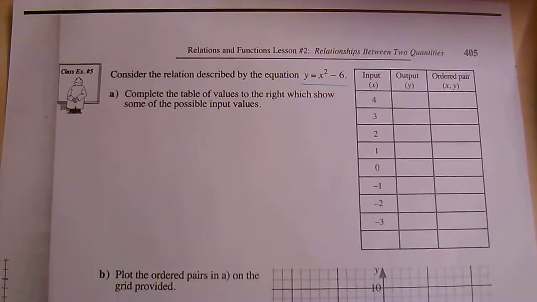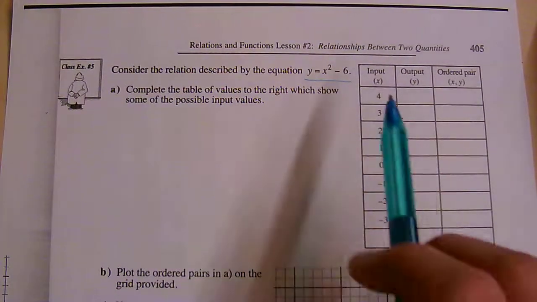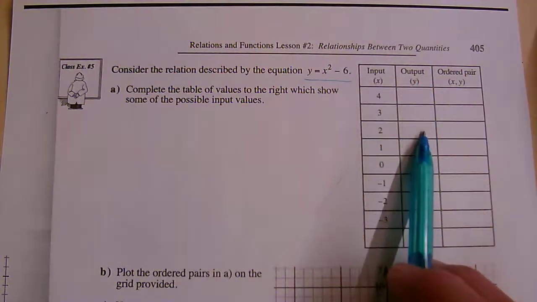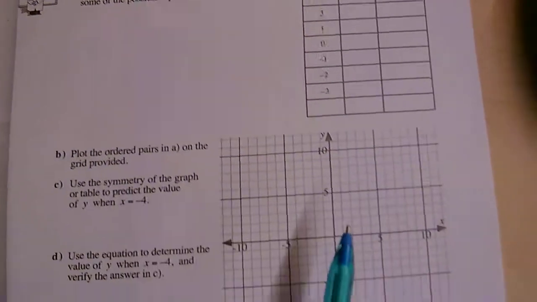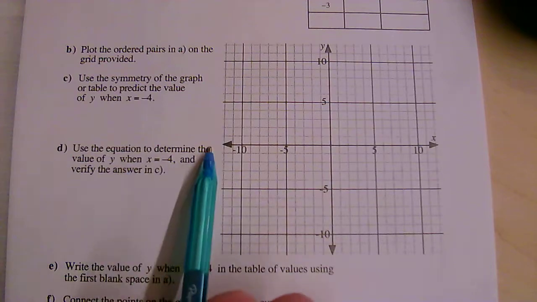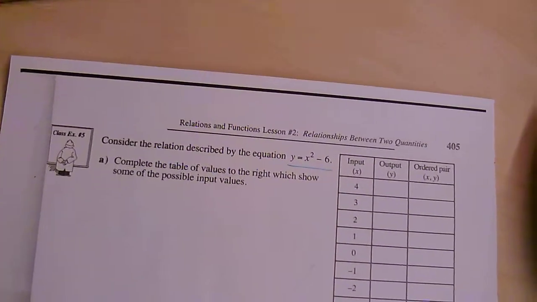We've got our data in the table. Sorry, I'm trying to just sharpen this a little bit. The focus is hard to get. So there's all my inputs, and it's my x. I'm going to calculate the outputs, put my ordered pair, plot it. We're going to talk about symmetry, and same thing, we're going to find the different points given to us.